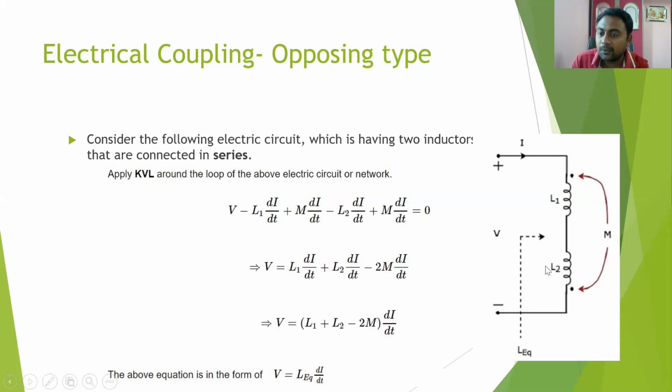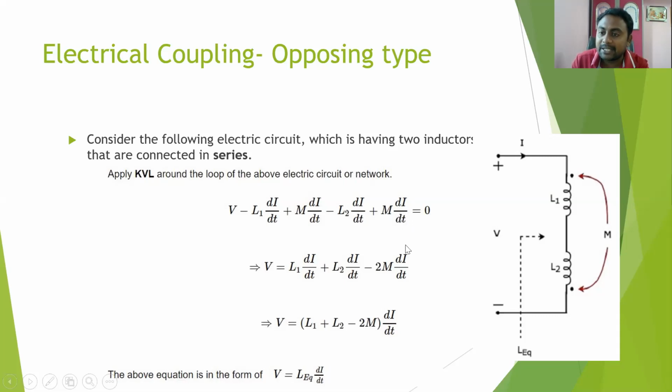In the second case, how are we going to write? Minus L2 di2 by dt, which is minus L2 di by dt. How are we going to write it for M21? M21 is also opposing in nature. So the opposite sign of L2, that is plus M di by dt.